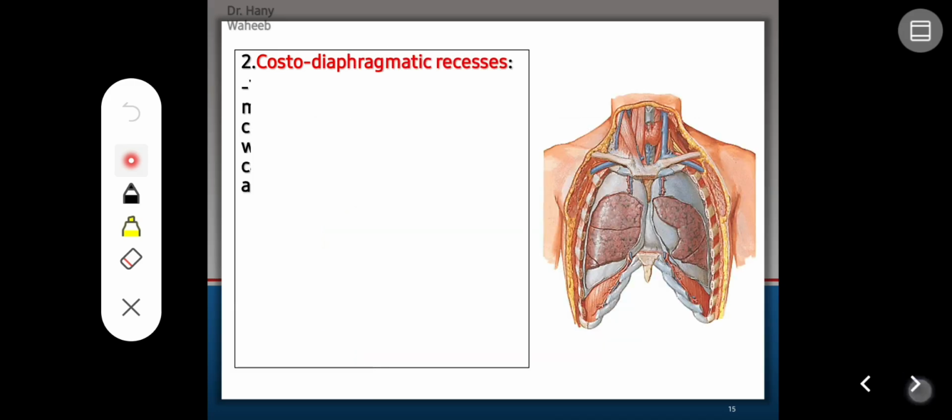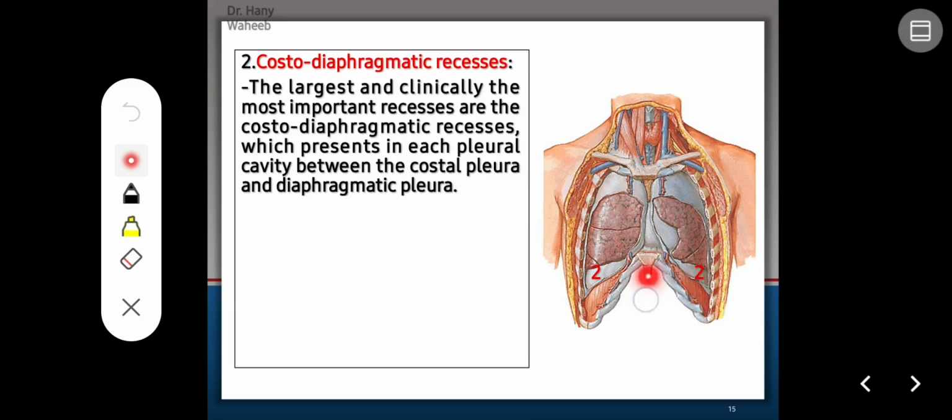The second recess is the recess present along the inferior margin of the parietal pleura. It is largest and clinically the most important recess, the costodiaphragmatic recesses, which are present in each pleural cavity between costal pleura and the diaphragmatic pleura along the inferior margin of the pleural sac.